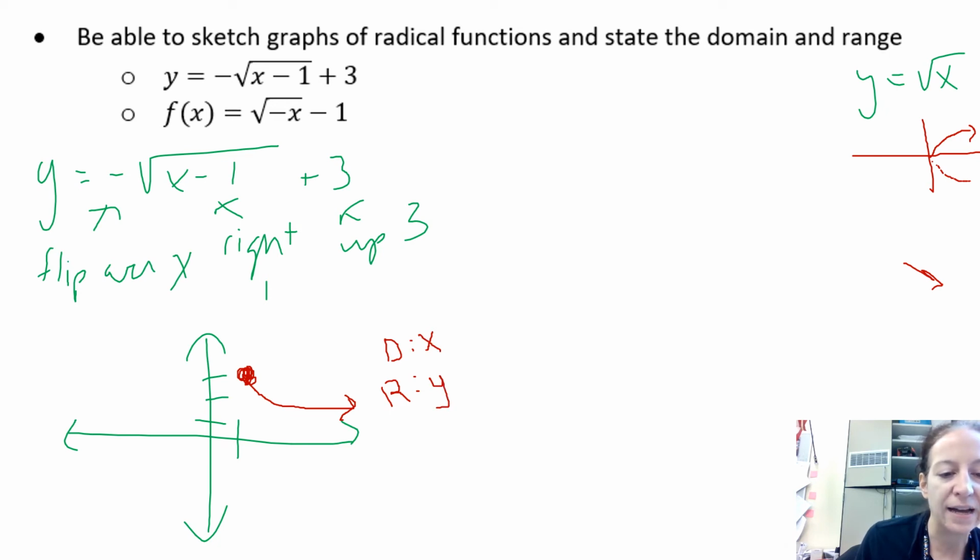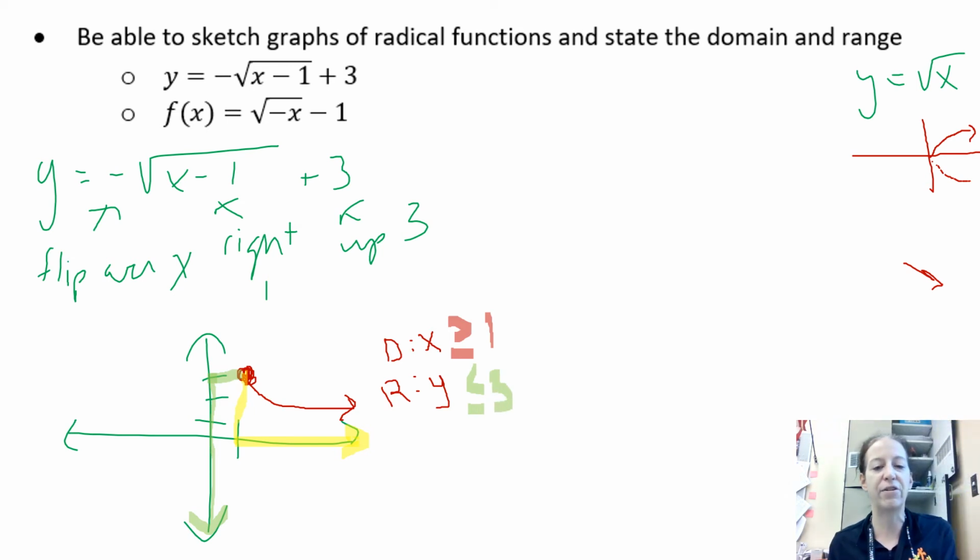If I look at this, where's my highlighter? Okay, and I don't want that color highlighter. Let's go back to the yellow. If I look at the x-axis, my graph starts at 1 and it points that way, which means x is greater than or equal to 1. If I look at my y-axis, it starts at 3 and points down. And so since it's pointing down, we'd say y is less than or equal to 3.